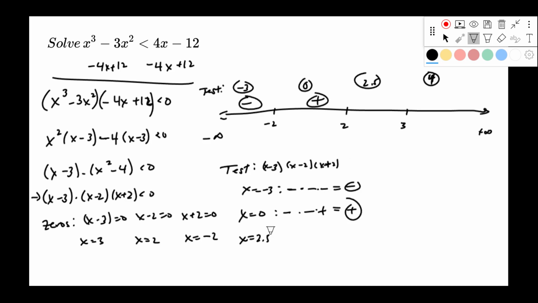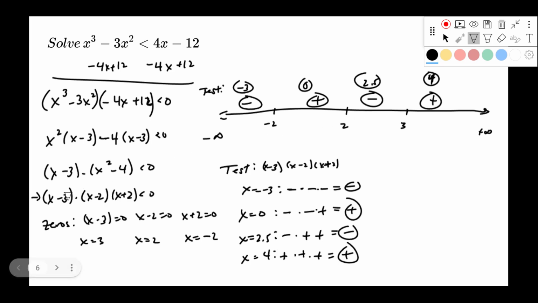2.5. 2.5 minus 3 is a negative. 2.5 minus 2 is a positive. 2.5 plus 2 is also a positive. Negative times positive is a negative result. One negative. And then x equals 4 we'll test. 4 minus 3 is positive. 4 minus 2 is positive. 4 plus 2 is positive. 3 positives gives me a positive result.